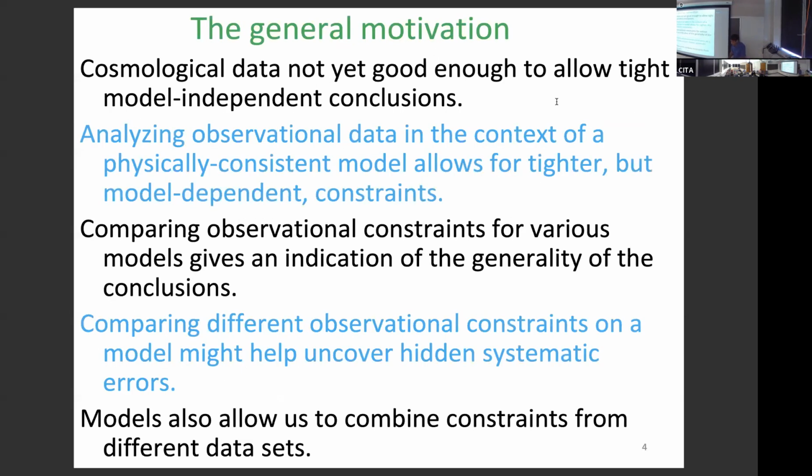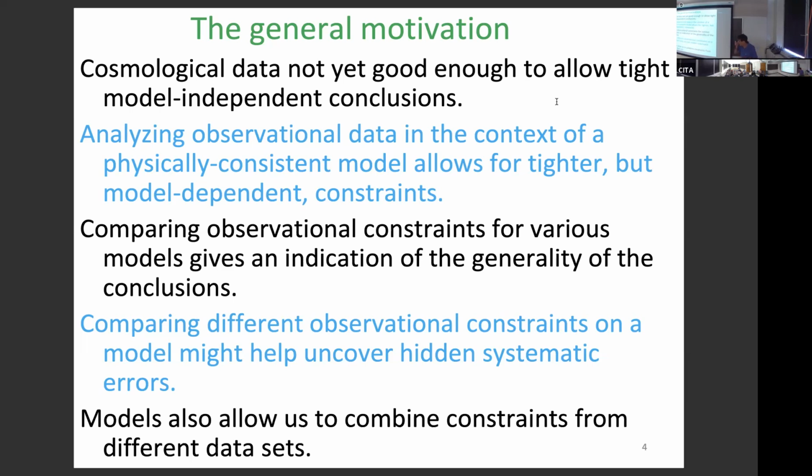So the general motivation is that we don't have great cosmological data compared to, say, particle physics, so you can't draw any real model-independent conclusions. The way you try to do this is you look at the constraints in a whole bunch of different models and see if you can come to the same conclusions. And if you do, that indicates that the conclusions are model independent.